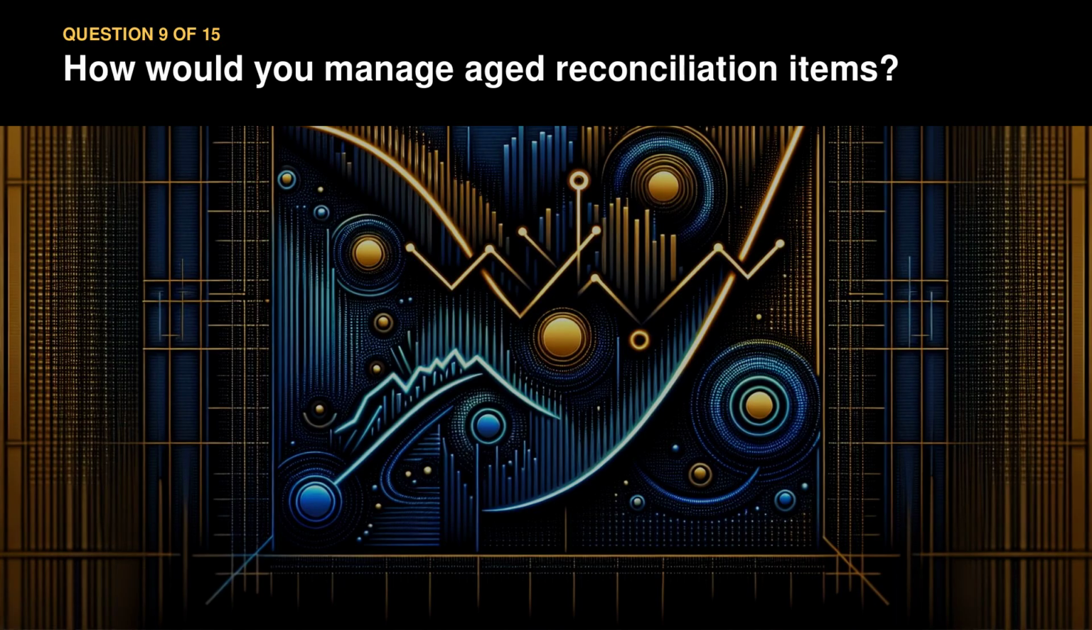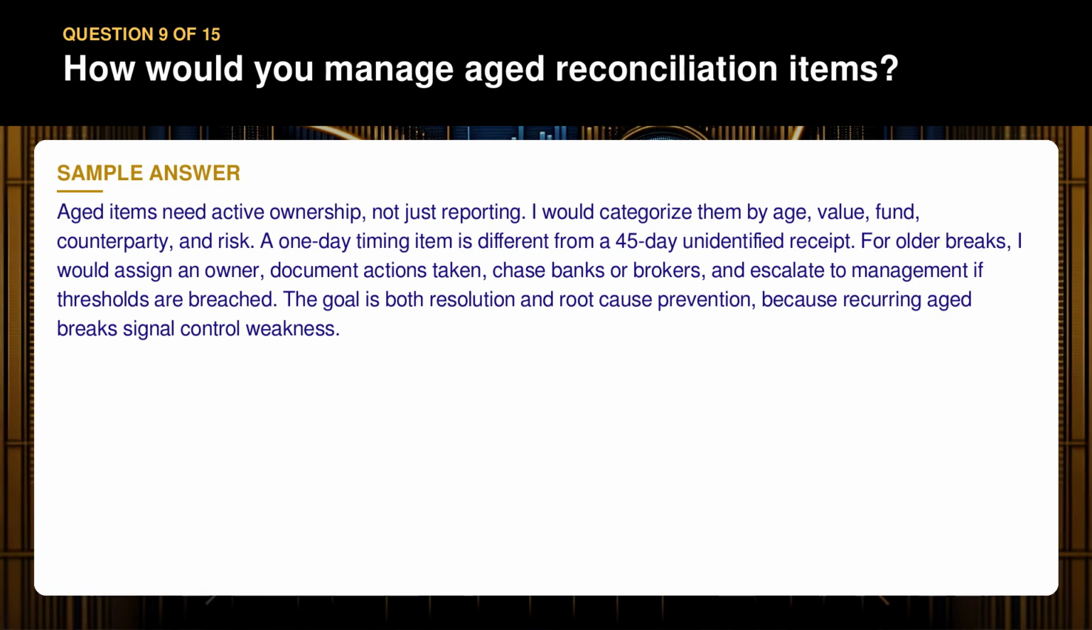Question 9. How would you manage aged reconciliation items? Aged items need active ownership, not just reporting. I would categorize them by age, value, fund, counterparty, and risk. A one-day timing item is different from a 45-day unidentified receipt. For older breaks, I would assign an owner, document actions taken, chase banks or brokers, and escalate to management if thresholds are breached. The goal is both resolution and root cause prevention, because recurring aged breaks signal control weakness.